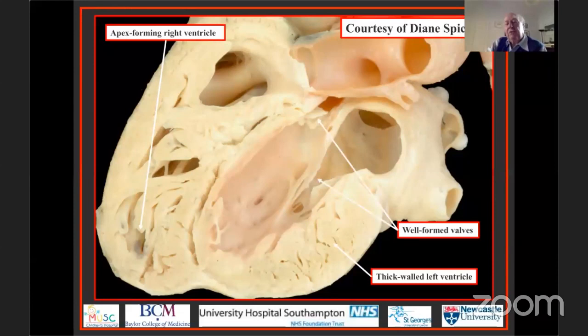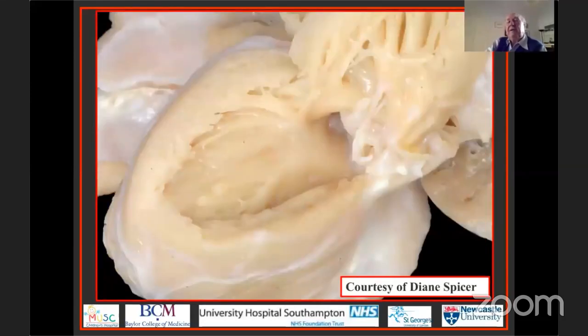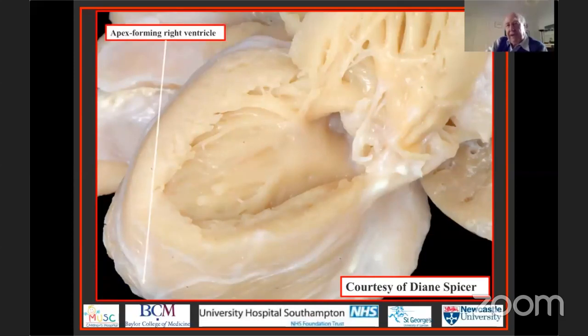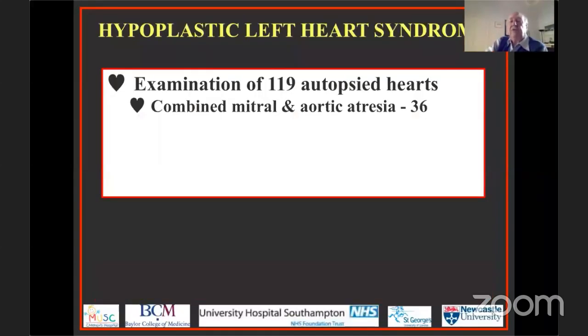So here you see an apex-forming right ventricle. You see a thick-walled left ventricle with well-formed mitral and aortic valves, both commensurate in size with the left ventricle. But in this heart, there is a partial fibroelastotic lining, but nonetheless, I would now be happy to include this as an example of the hypoplastic left heart complex. But here is an even nicer example, and there is no question that this is what Christo was talking about when he identified these hearts as forming the so-called complex. Once more, apex-forming right ventricle, well-formed valves, well-formed left ventricle, and this time, no fibroelastosis. So in circumstances like this, I think there is every chance, if you can identify the patients correctly, that you can opt for functionally biventricular repair.